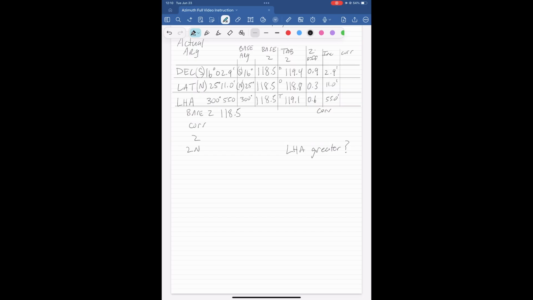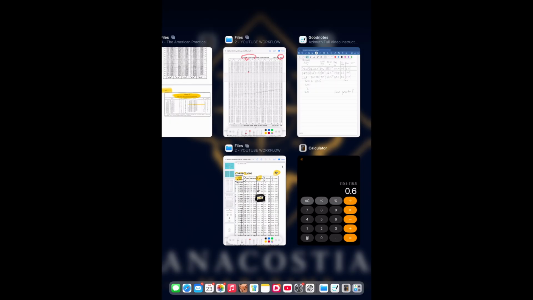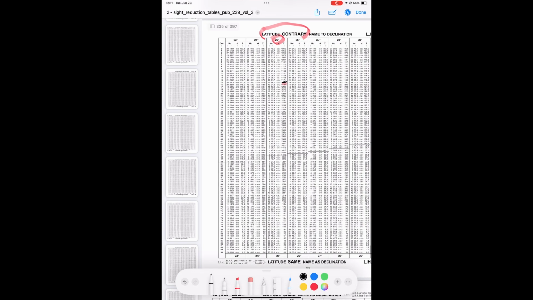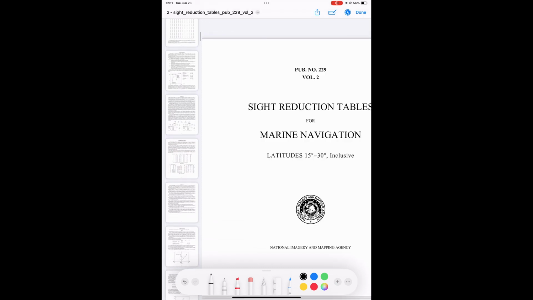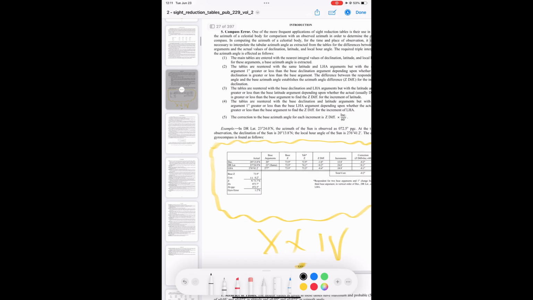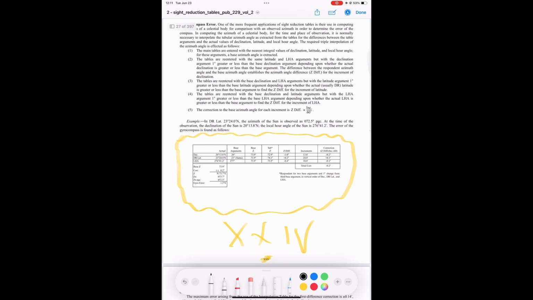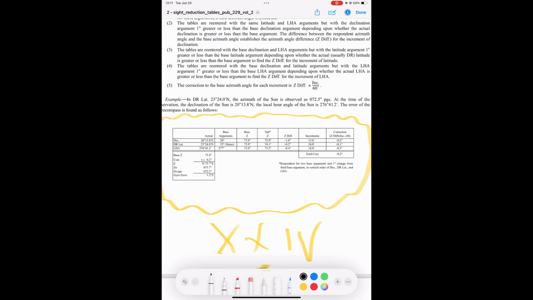All right. So now these numbers in the Z difference column is going to be either a plus or a minus. How do we know if it's a plus or a minus? Let's go back to our book. Okay. Pub 229. XXIV. Let's take a look at our table. So if we go in here, we see that our Z diff right here, right? Okay. We see, okay, 73.9 for our base Z, right? And then 72.9 for our tab Z. I see that if this number is less than this number, it's going to be minus.